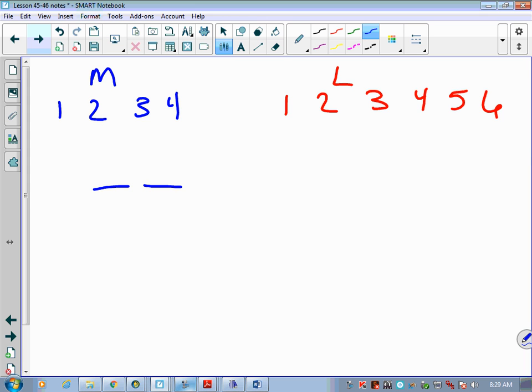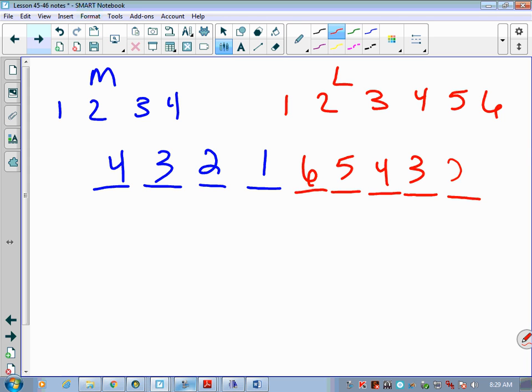1, 2, 3, 4. Once I pick, how many of these books could go first? 4. Second? 3, 2, 1. So I wind up with 4 factorial, right? And then the lit books. It should be 6 factorial, correct? It's going to go 6, 5, 4, 3, 2, and 1. So I could really easily take 4 factorial times 6 factorial and get a number, right?